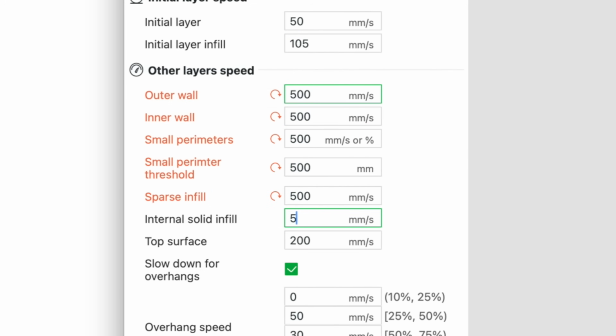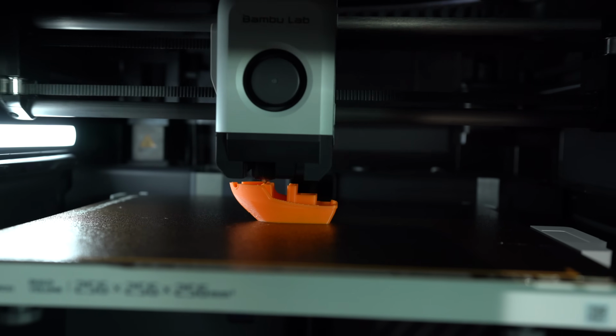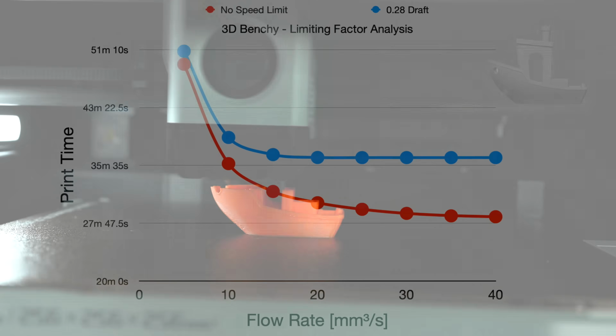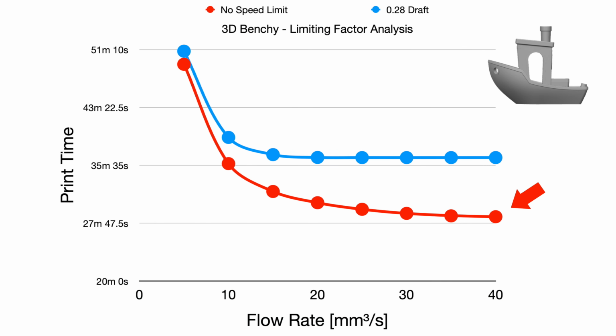For the benchy, with no cooling slowdown and all print speeds increased to 500 millimeters per second, we do see a print time reduction all the way up to 40 cubic millimeters per second of flow, but it's minimal. The print time is only 1 minute faster than when the max flow is set to 25.